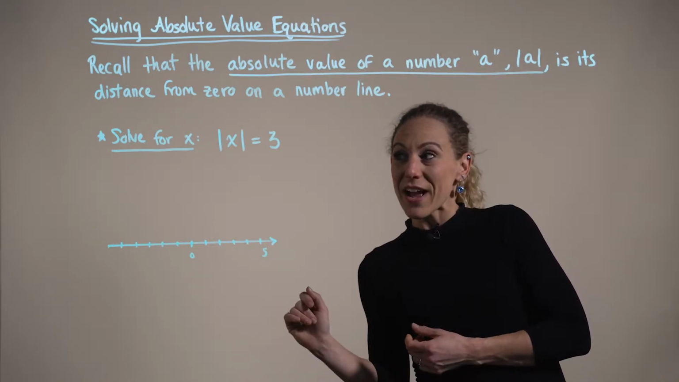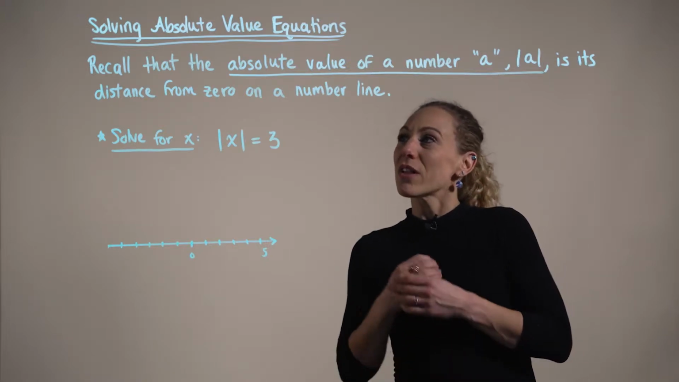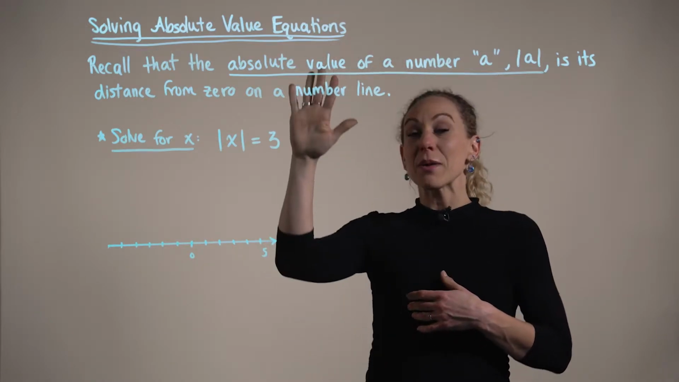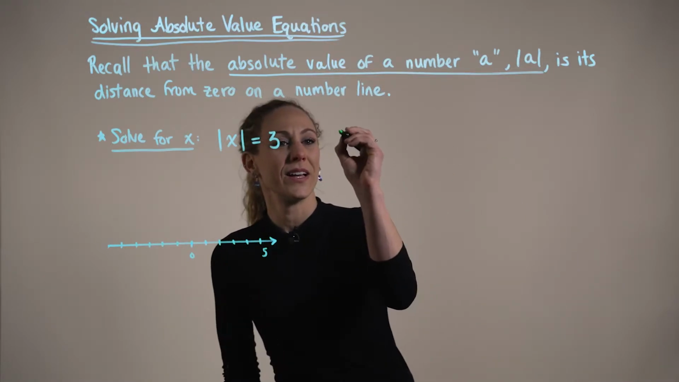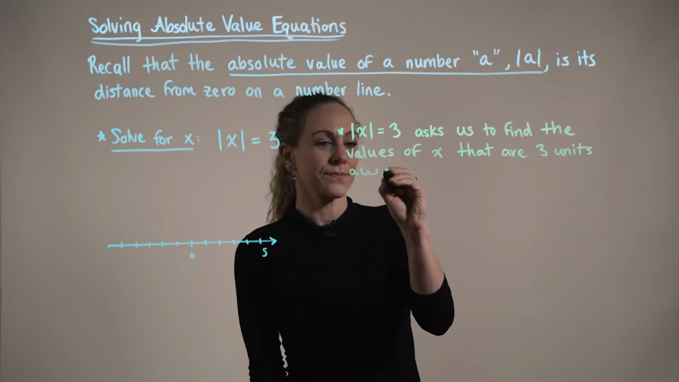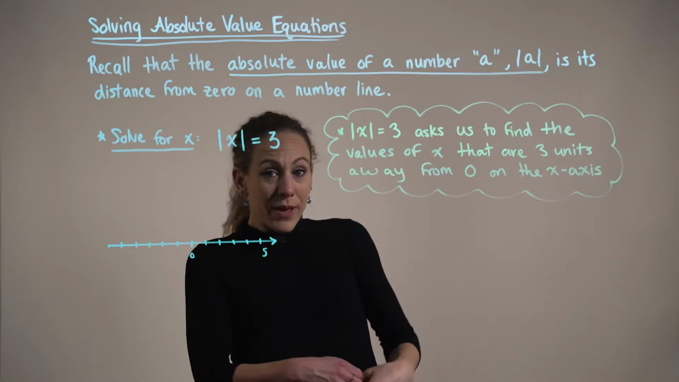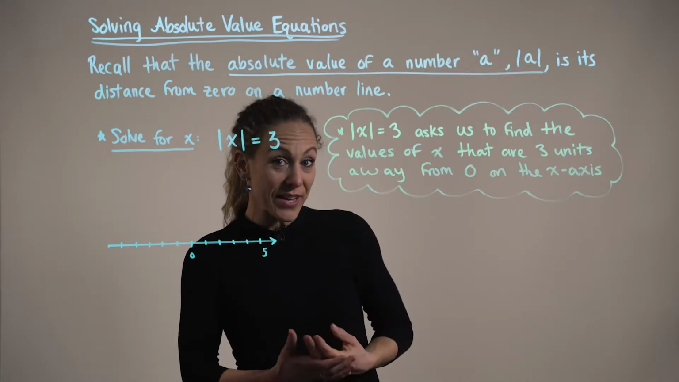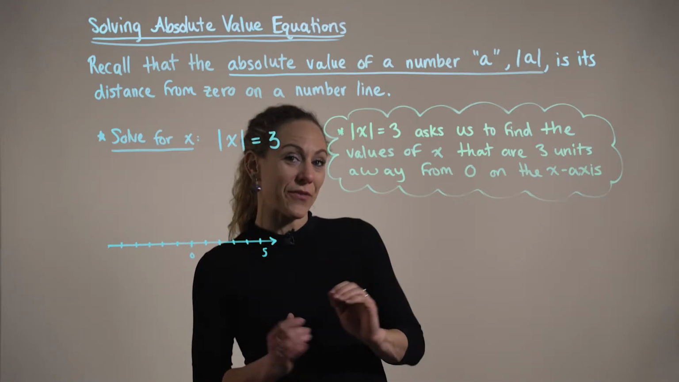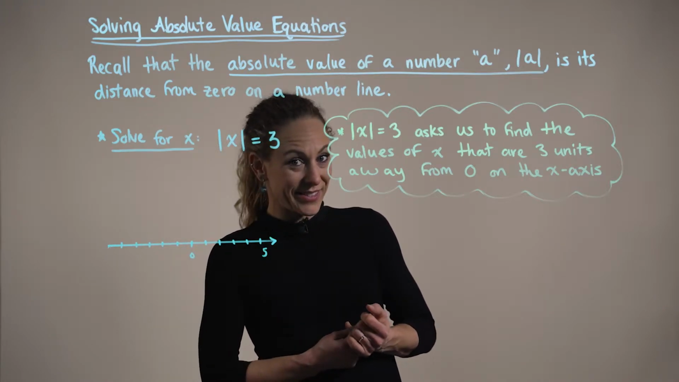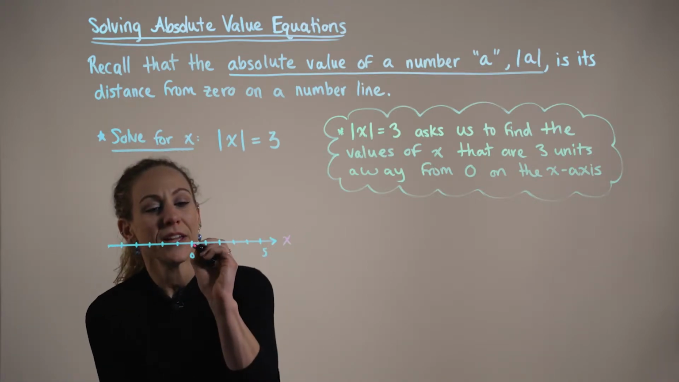Here we're asked to solve for x, and we have the absolute value of x is equal to positive 3. Let's start by thinking about how we can apply this definition to this equation. From the definition of the absolute value of a number, we can conclude that the absolute value of x being equal to 3 is asking us to find the x values that are exactly 3 units away from 0 on the x-axis. Looking over here at our x-axis, here is our origin.